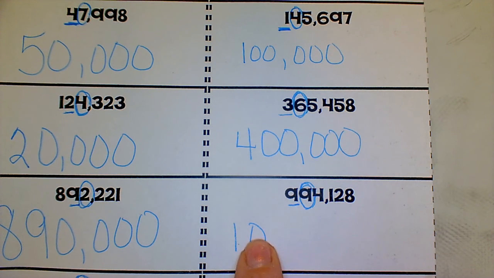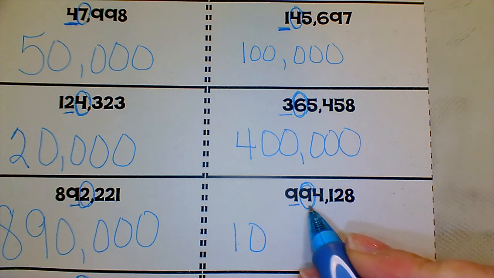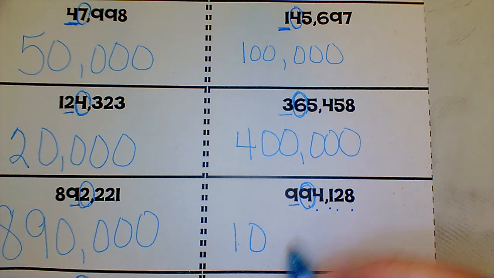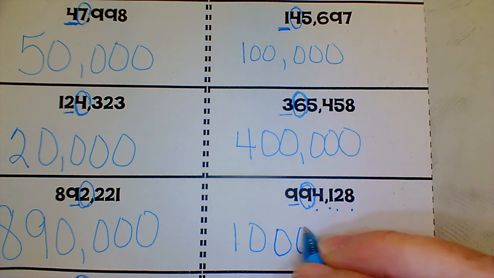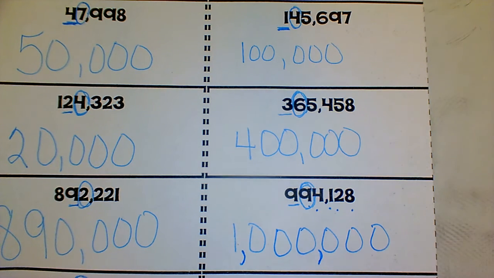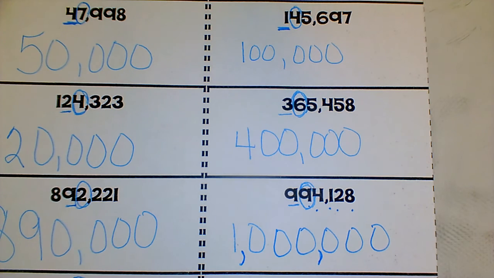This 9 became a 10, which threw us another digit and another place value, right? But I still need 1, 2, 3, 4, 5 zeros to follow. Wouldn't that turn to 1 million? It sure does.